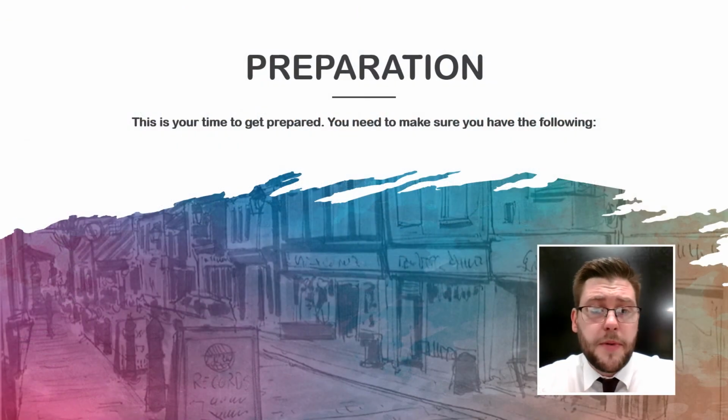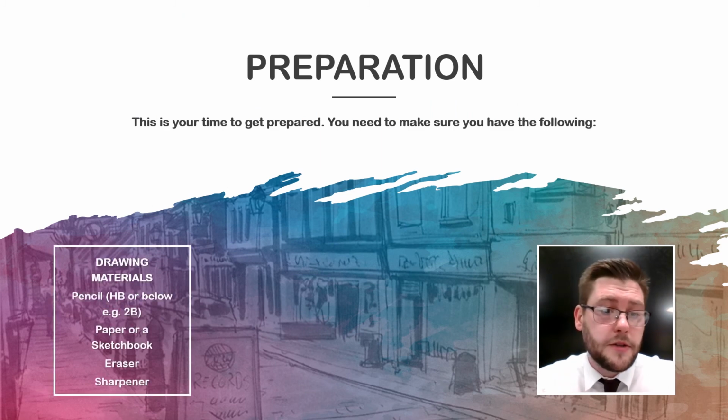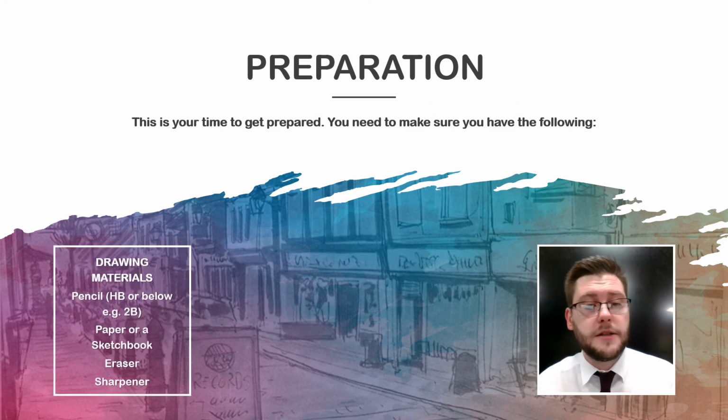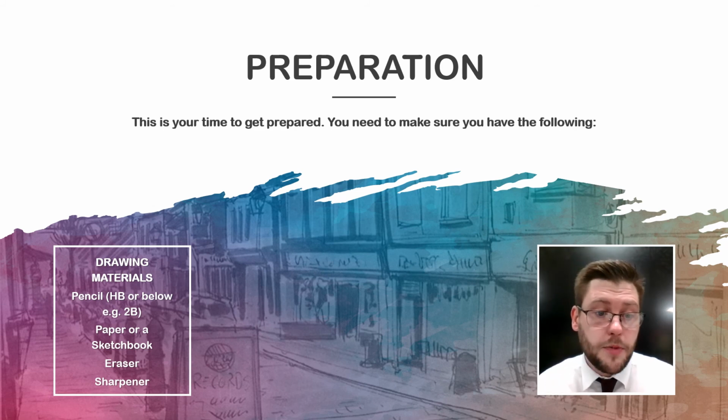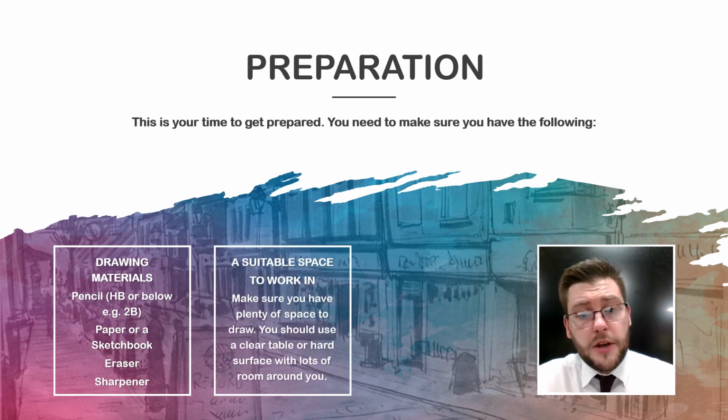This is your time to prepare, so you will need some drawing materials. So you'll need a pencil, a HB or below. I prefer a 2B or a 4B. You're going to need some paper or a sketchbook, an eraser and a sharpener. You'll need a suitable space to work in, so make sure you've got plenty of space to draw. You should use a clear table or a hard surface with lots of room around you. So make sure you make plenty of space to work in.